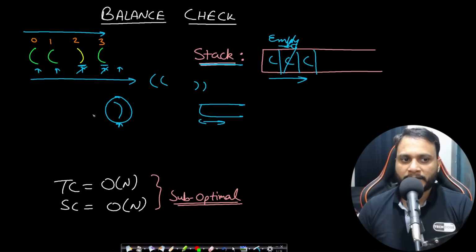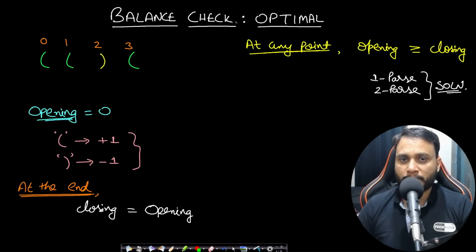So this is how you can determine if a parenthesis string is valid using the stack approach, and this will take order of n space complexity and order of n time complexity by doing one parse over the entire string. So this is the suboptimal solution because it is taking extra space. Now let's look at an optimal solution to do the balance check.